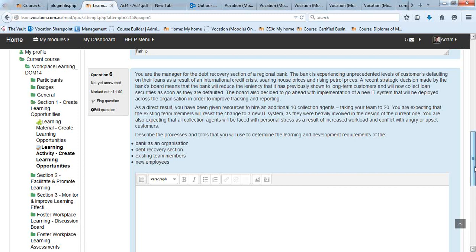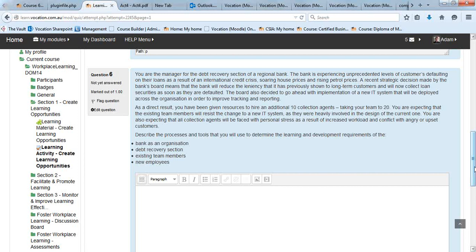The recent strategic decision made by the bank's board means the bank will reduce the leniency that it has previously shown for long-term customers and will now collect the loan securities as soon as they are defaulted. The board also decided to go ahead with implementation of a new IT system that will be deployed across the organisation in order to improve tracking and reporting.